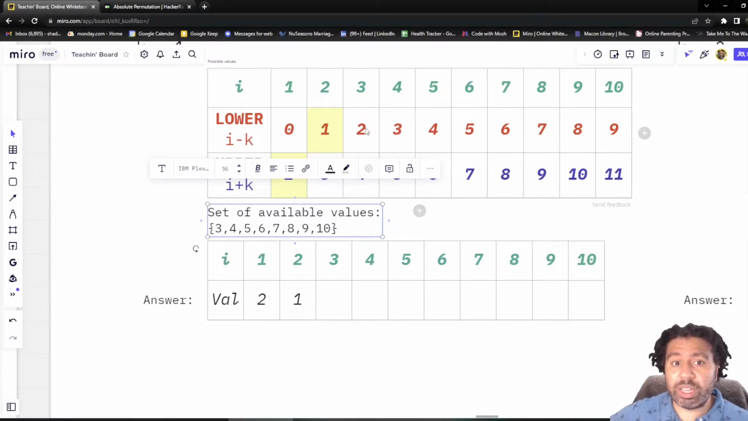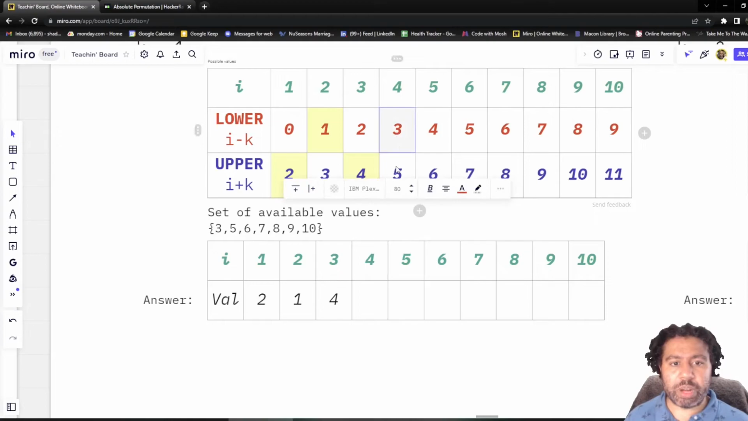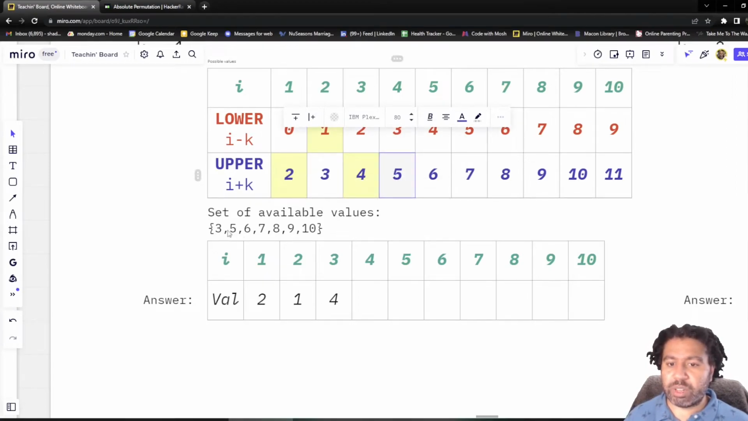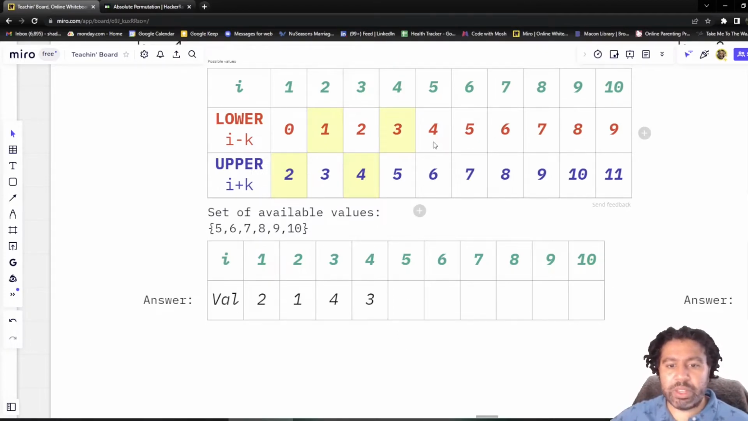So we only can pick the 4 here. For this 4, we can either grab a 3 or a 5. 3 and 5 are both available, so we definitely want to get the lower number, so we'll grab the 3. All right, for the 5, we either have a 4 or a 6. And again, we couldn't choose anything but the 4 here, so we have to pick the 6 because that's the only thing that's available now.